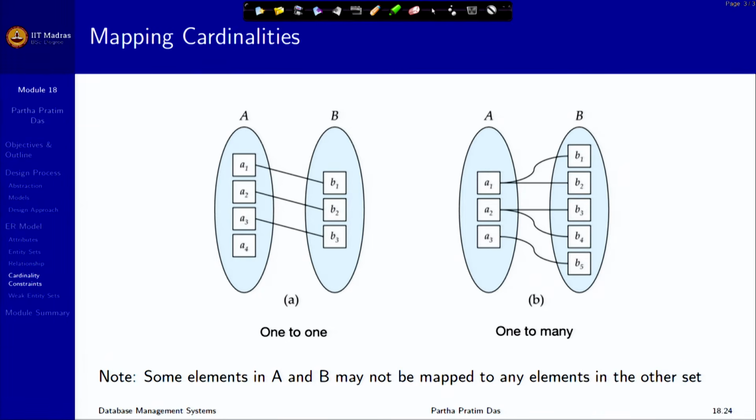Now, this could be partial, this could be total, which means that it could be one to one total, which means that every element in A is related to one unique element in B. Uniqueness is the requirement of one to one, and every element in B is connected to a unique element in A. Now, it may be possible that some elements in A do not have a relationship with any element in B, or some element in B does not have a relationship with an element in A. Then we will say it is partial in terms of one to one.